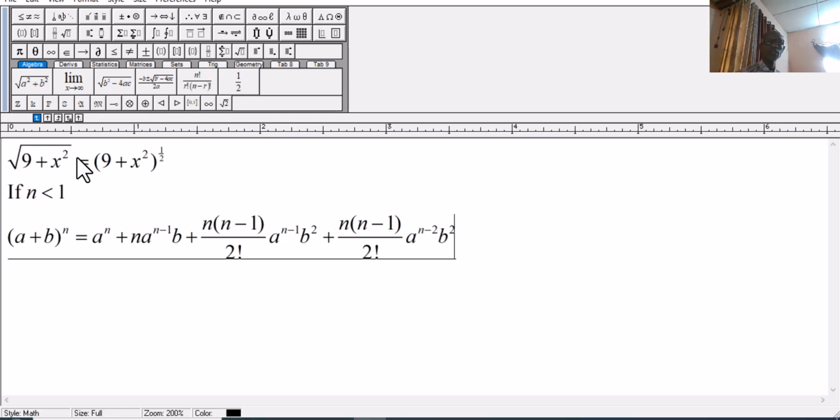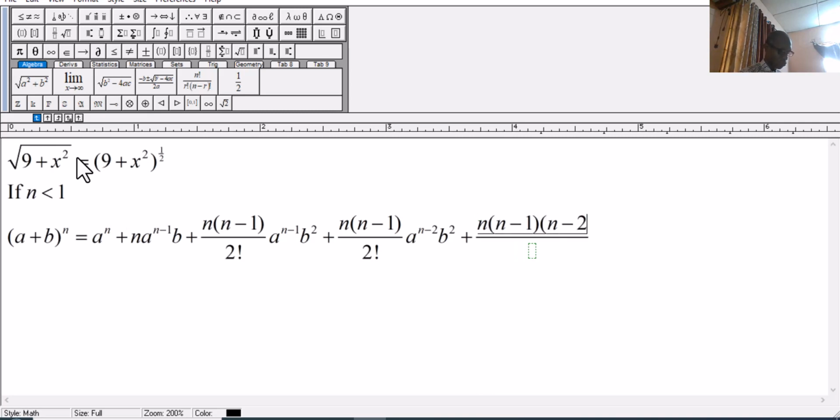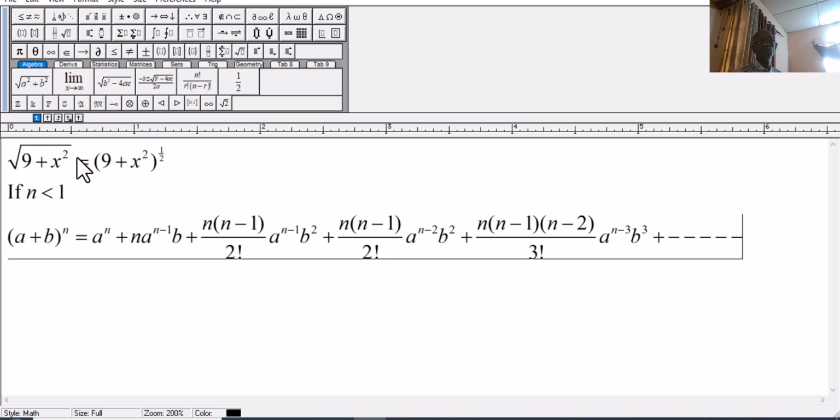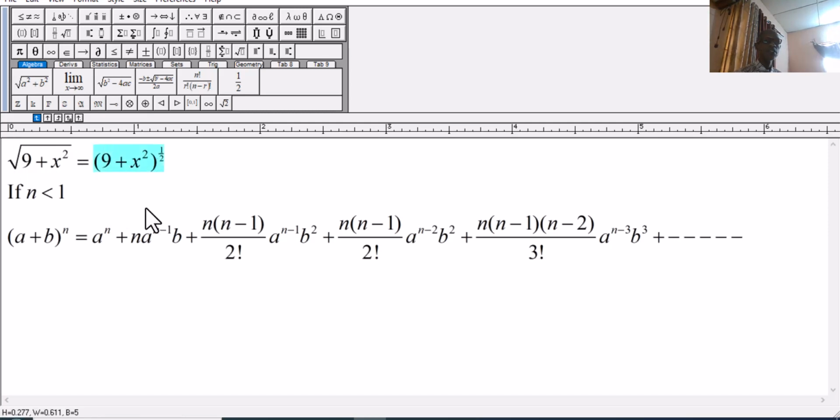Plus n into n minus 1 into n minus 2 all over 3 factorial, a to the n minus 3, then b raised to the power of 3. Then it continues like that, if n is not a whole number, to infinite terms. So we have this term. That would be the pattern if our n is less than 1. So we are going to expand this now.